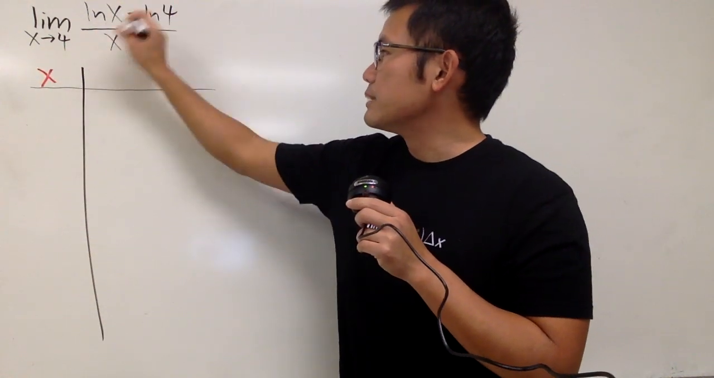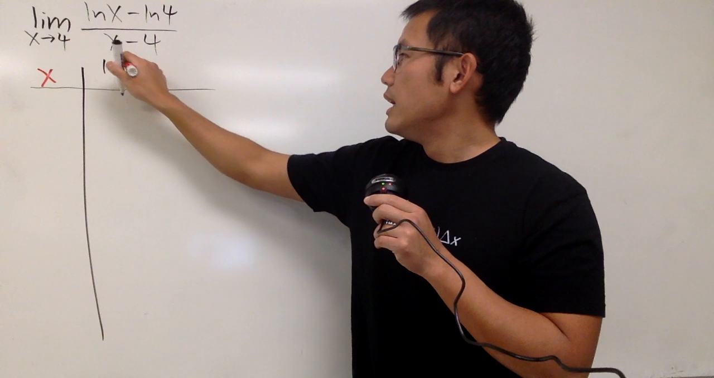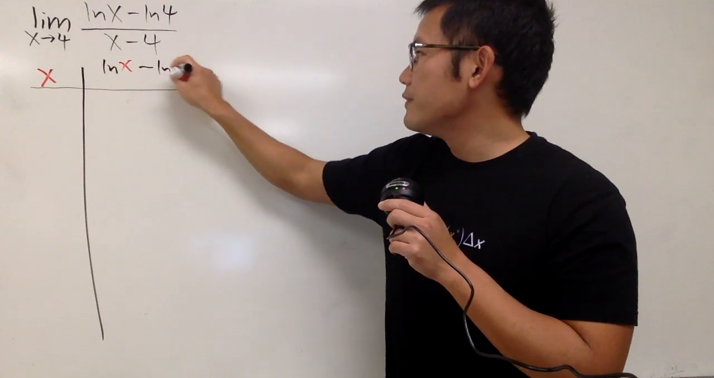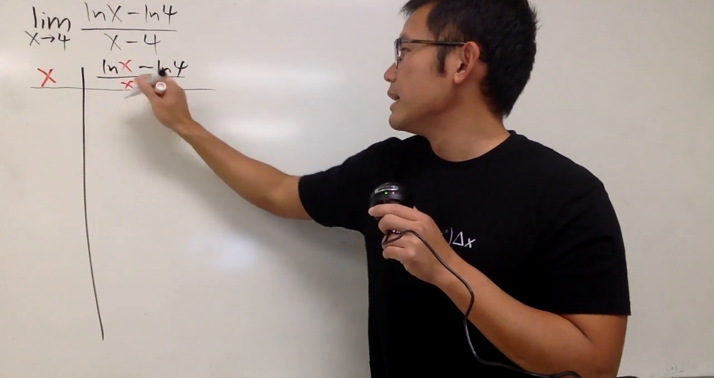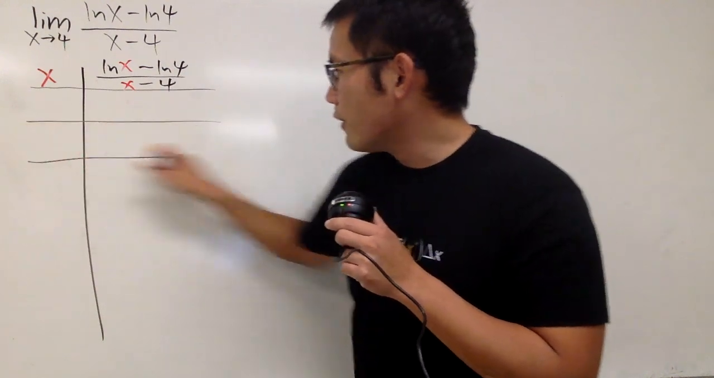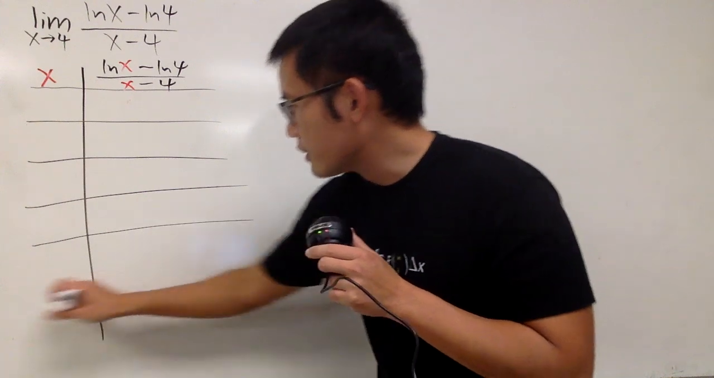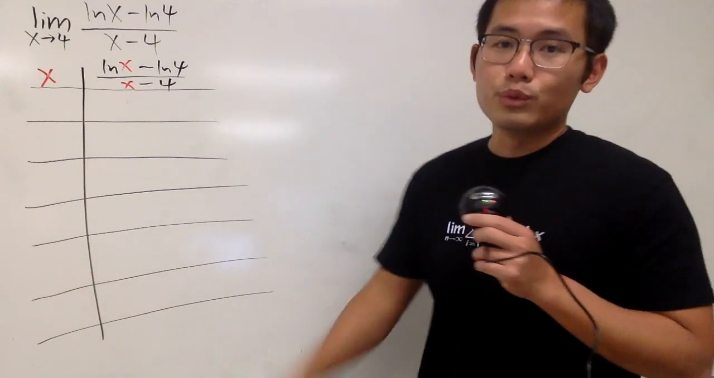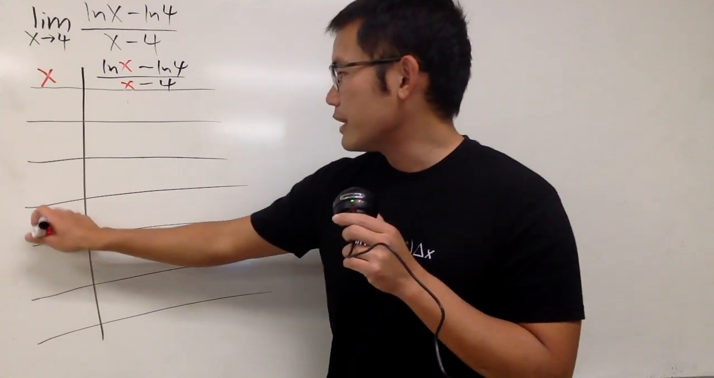And of course, the expression that we are dealing with is ln x minus ln 4 all over x minus 4. And let me just pick several points for you guys right here. So let's say we'll do a table of 7 values. And let me just put the 4 right in the middle.